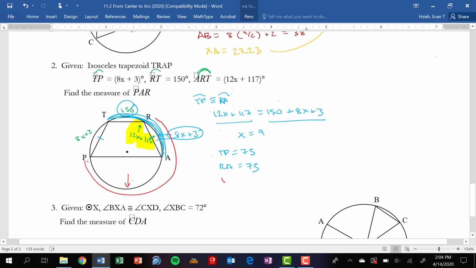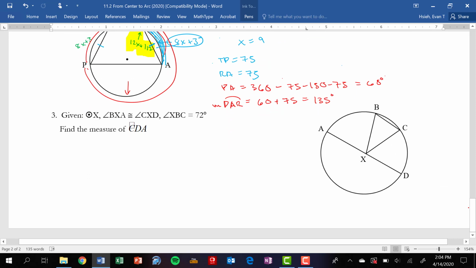And so PA I can find from taking 360 and subtracting all the measures of the arc up above. So subtracting this guy and this guy and this guy to get PA. So minus 75, minus 150, minus 75. So PA ends up being equal to 60 degrees. And then now to find PAR, it's just going to be 60 plus 75, or I believe 135 degrees. Okay.